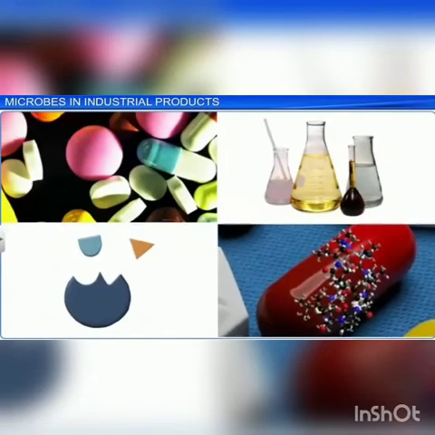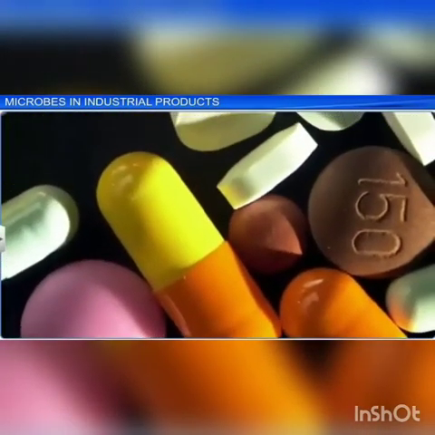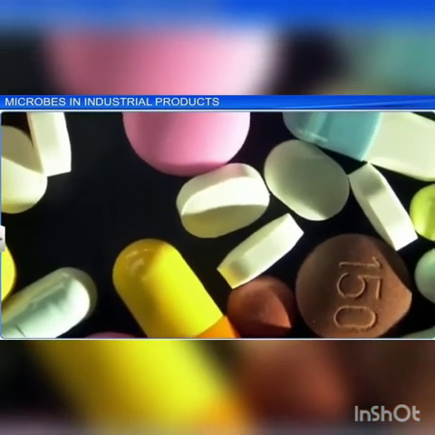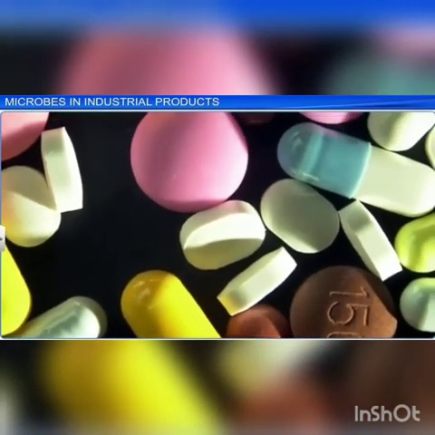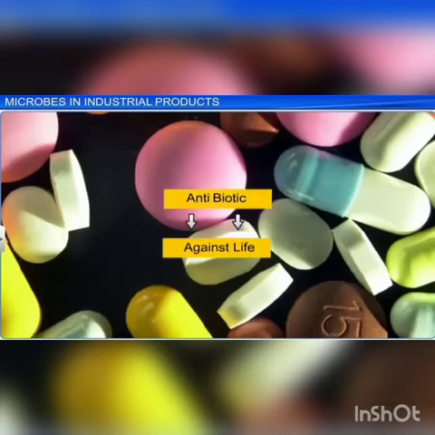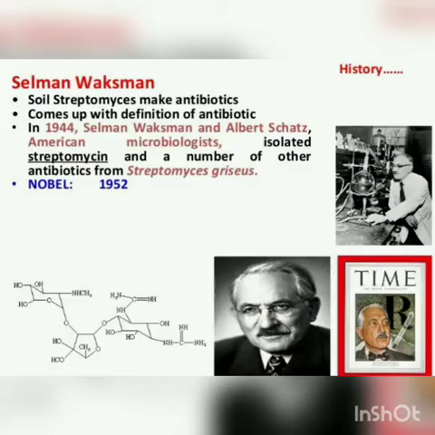Antibiotics are chemical substances produced by microorganisms which can kill or retard the growth of other disease-causing microbes even in low concentration. So using one microorganism to kill another microorganism, that is called an antibiotic. Antibiotic means against life. Antibiotics are used to treat diseases such as plague, meningitis, diphtheria, syphilis, leprosy, tuberculosis, etc.